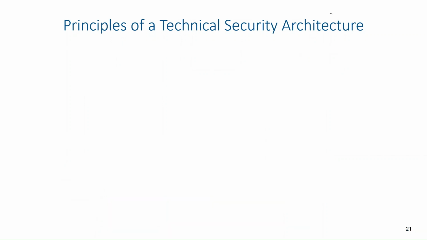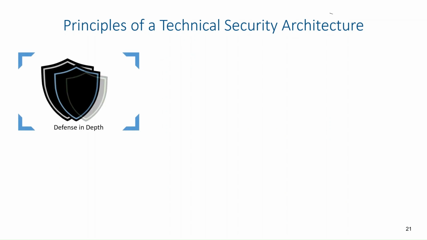So the key principles of a technical security architecture include, first, defense in depth. Defense in depth means that we have multiple layers that people have to get through before they can gain access to a resource that we want to protect. So if one countermeasure fails, we are still safe because there are multiple layers.